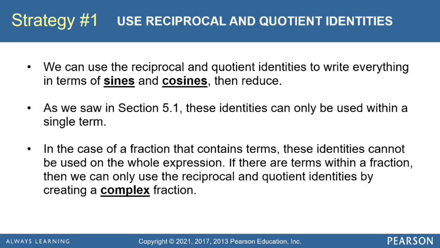If you're going to use this strategy on a fraction that already contains terms, then you can't use these identities on the whole expression. Instead, what you'll have to do is create complex fractions. And now we're going to do two proofs that use this strategy, one that will be pretty straightforward and simple, and another one that will require us to simplify a complex fraction.